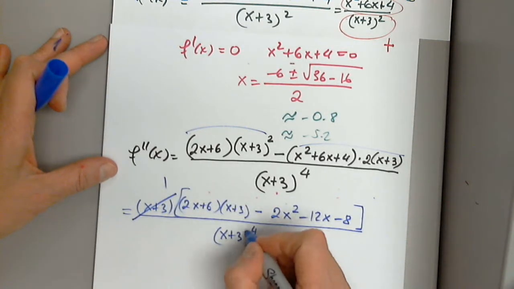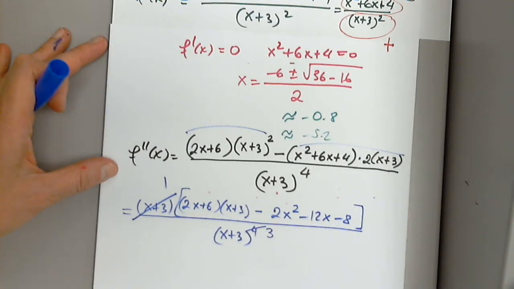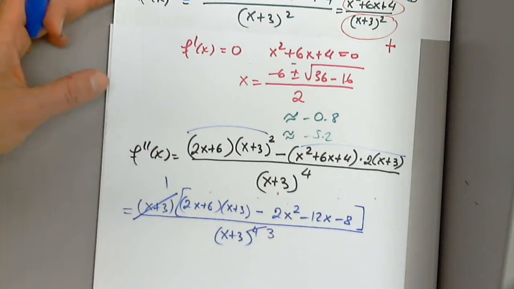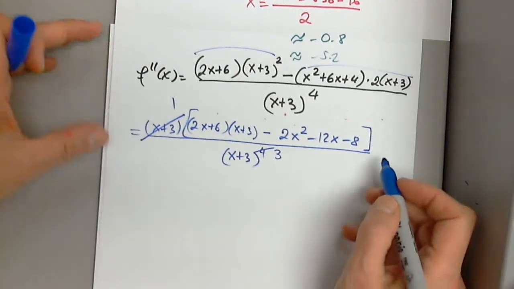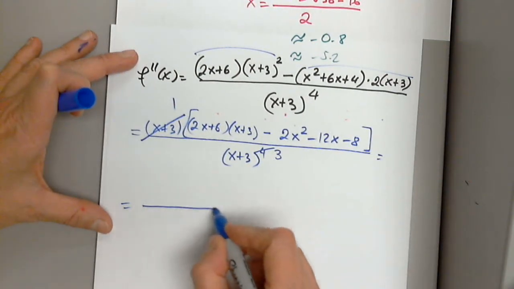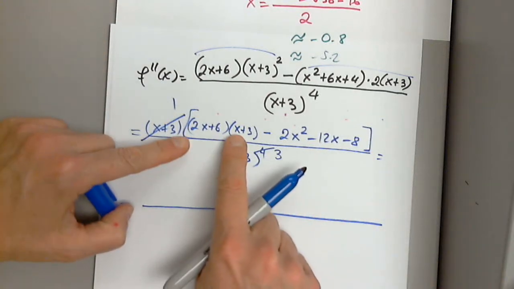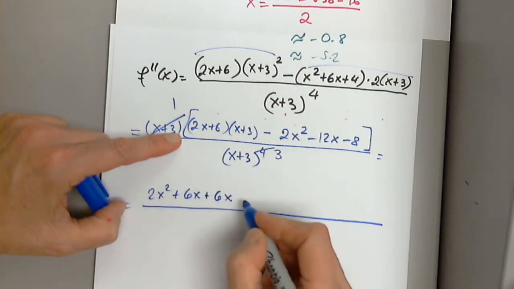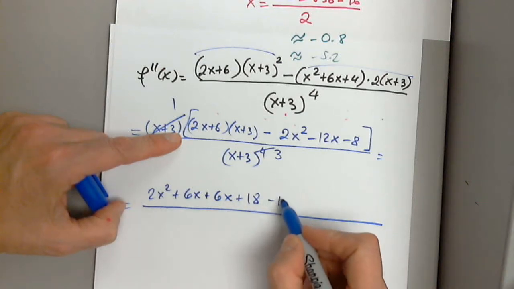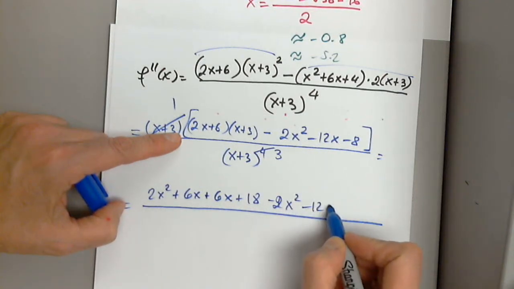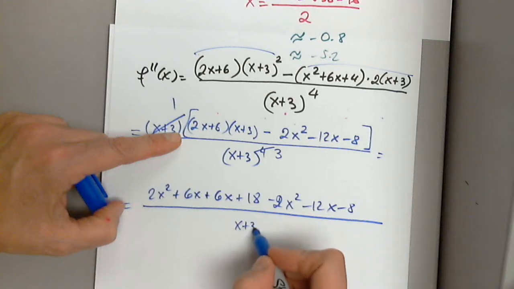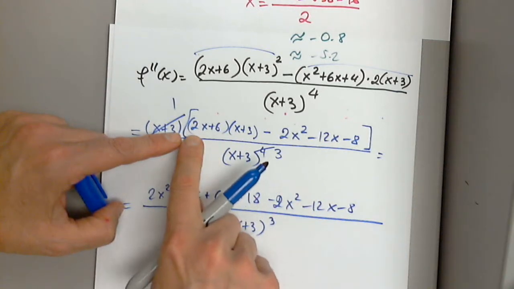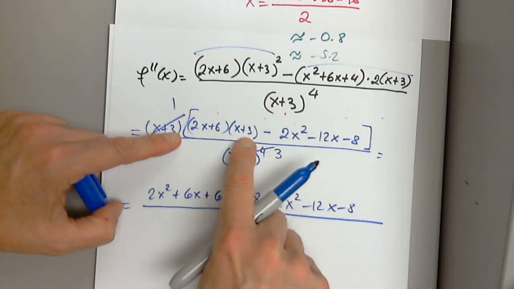Yes, I'm happy for this. I can simplify, and I'm allowed to because it's a factor that goes away. So now at the top, I will distribute 2x squared plus 6x plus 6x plus 18 minus 2x squared minus 12x minus 8 over x plus 3 to the third. So 2x squared plus 6x plus 6x plus 18.